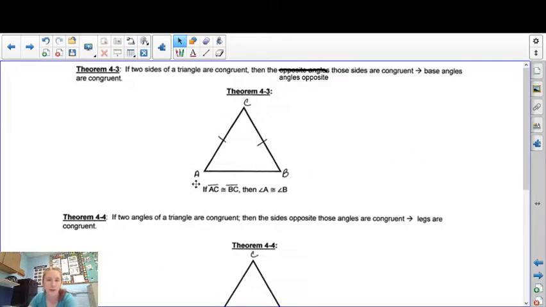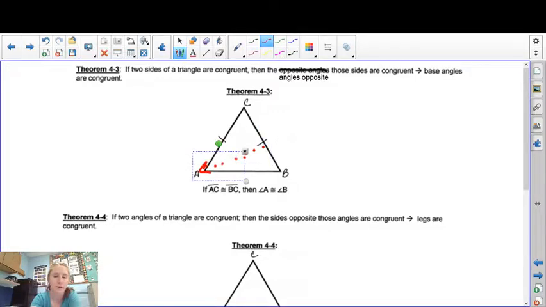So if we're told that AC and BC are congruent, then that means that angle A has to be congruent to angle B. Again, opposite means that if I were to draw an invisible straight line, I can go ahead and hit that. Let me just retry that. Notice how this angle goes to that side, this angle goes to that side. They're across from each other, they are equal.